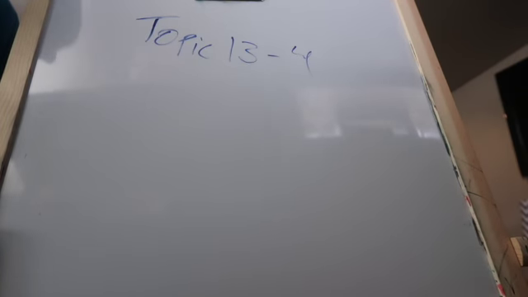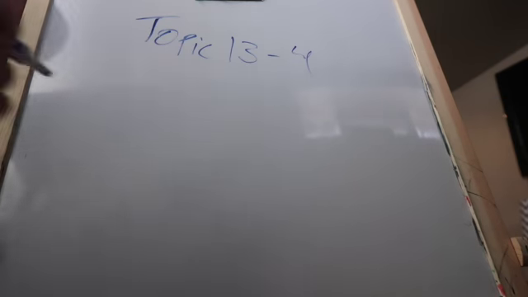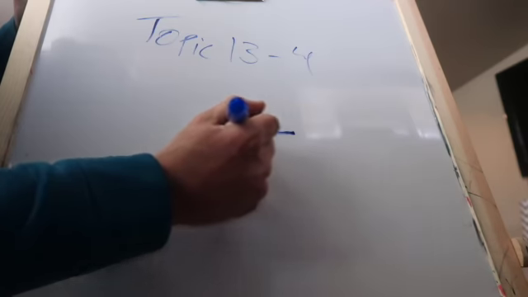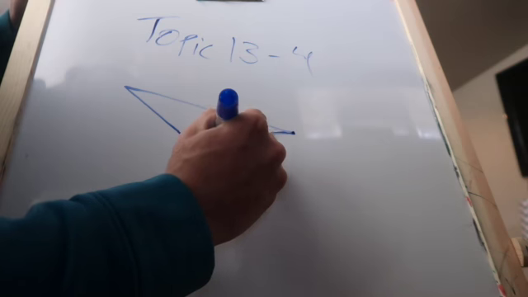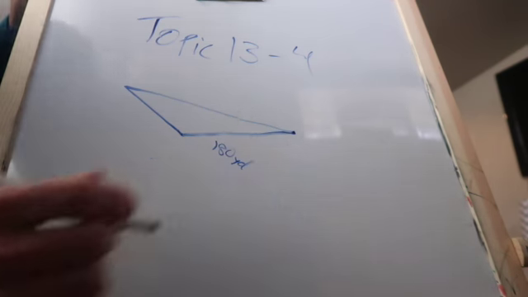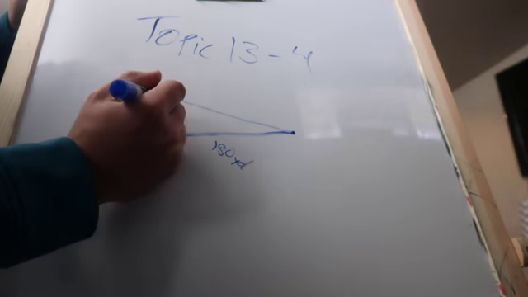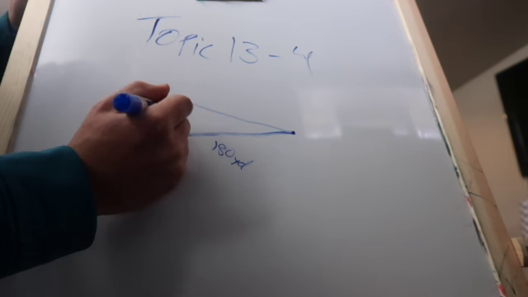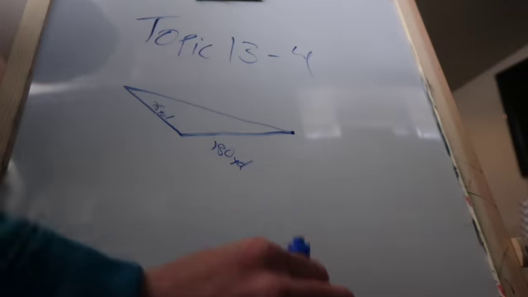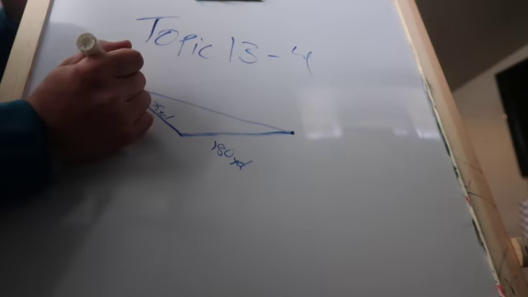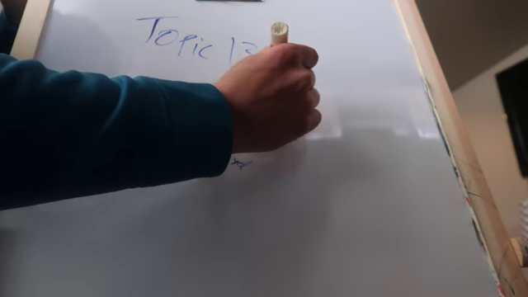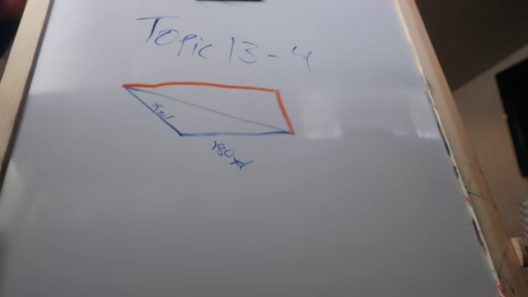We start with the triangle, which is, okay, all sides are different. We have 180 yards here, 75 yards here. So turn that into a parallelogram. We have another 180 here, just like that.